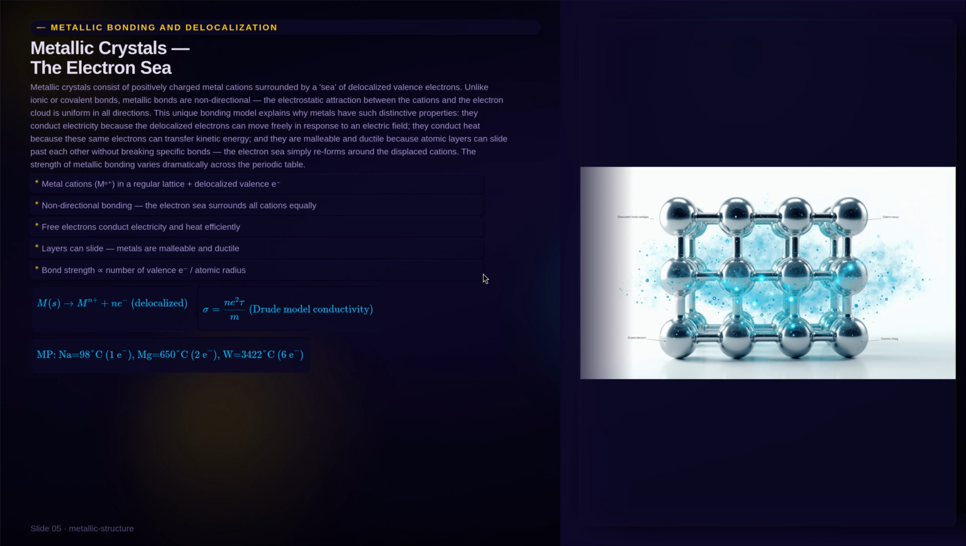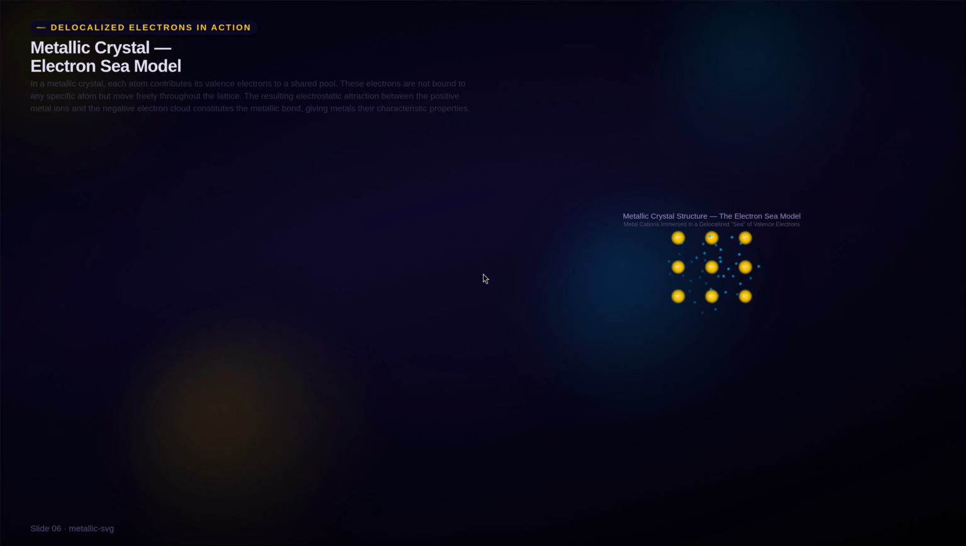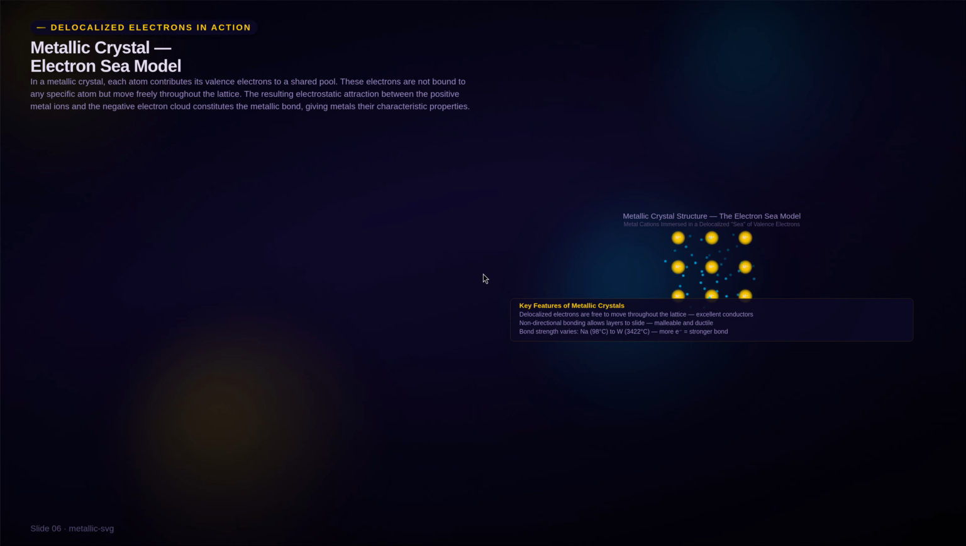Unlike ionic or covalent bonds, metallic bonds are non-directional. This model explains why metals conduct electricity, because the delocalized electrons can move freely. It also explains why metals are malleable and ductile, because atomic layers can slide past each other without breaking specific bonds. In this visualization of the metallic crystal structure, the gold spheres represent positive metal cations arranged in a regular lattice.